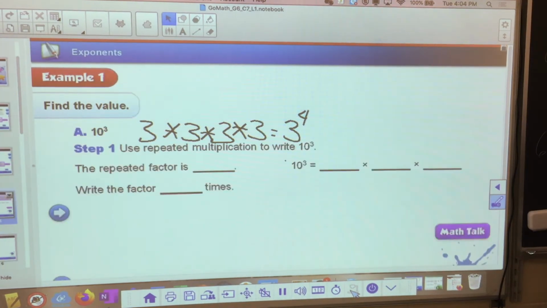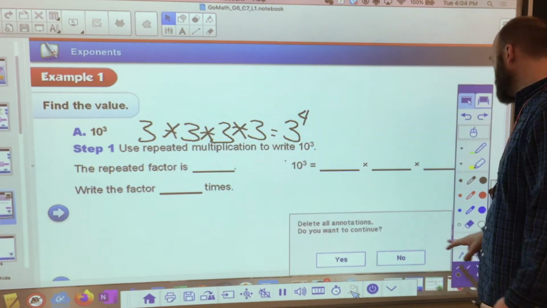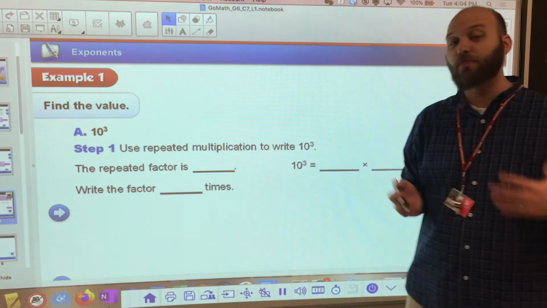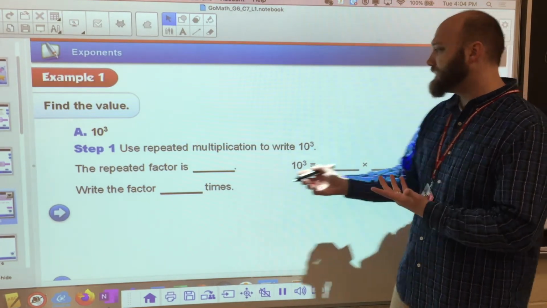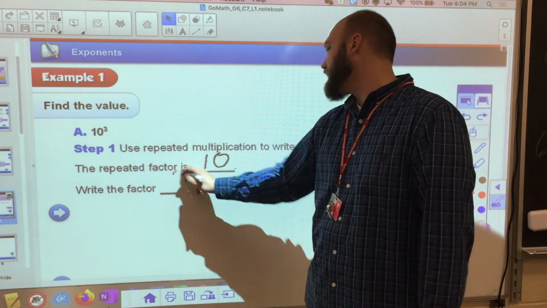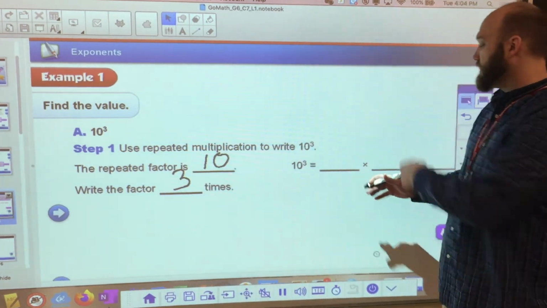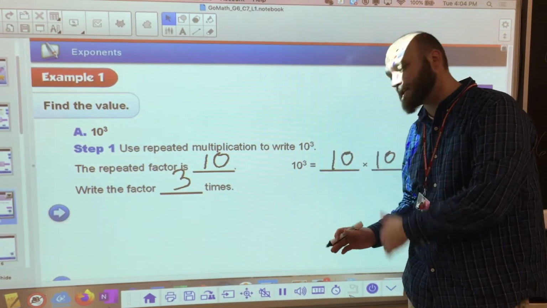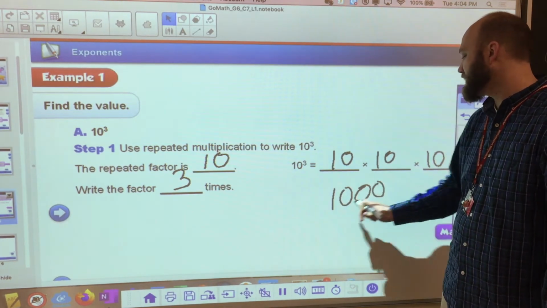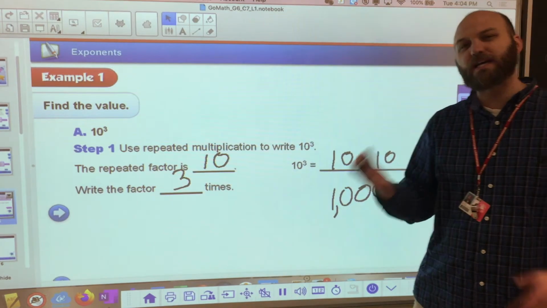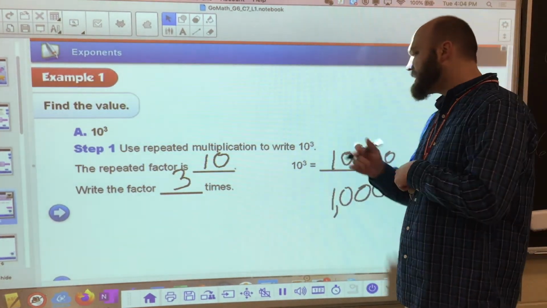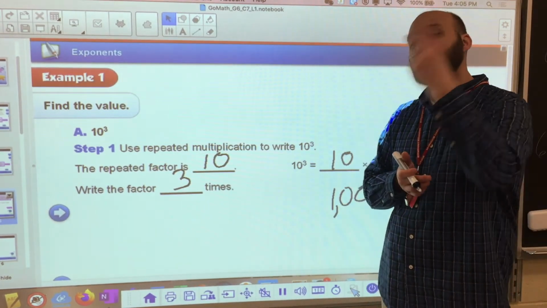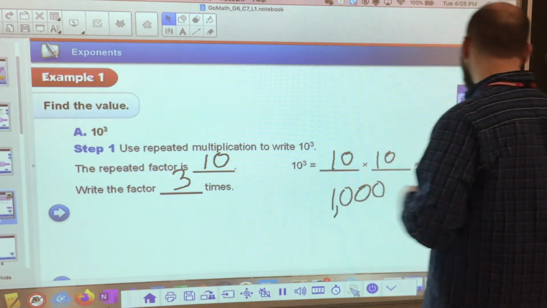Let me just jump ahead, and we'll try breaking one out in what's called repeated multiplication. So here it says use repeated multiplication to write 10 to the third power. Well, 10 to the third power is the repeated factor of 10, 3 times. So it is 10 times 10 times 10. 10 times 10 is 100, times 10 is 1,000. So this will come back around when we do scientific notation, when we start moving some decimals around. But 10 to the third, remember, is not 10 times 3 or 3 times 10. It's 10 times 10 times 10. So 3 times. That's where my exponent comes in.